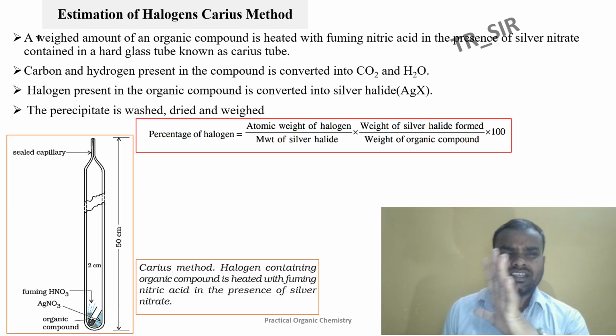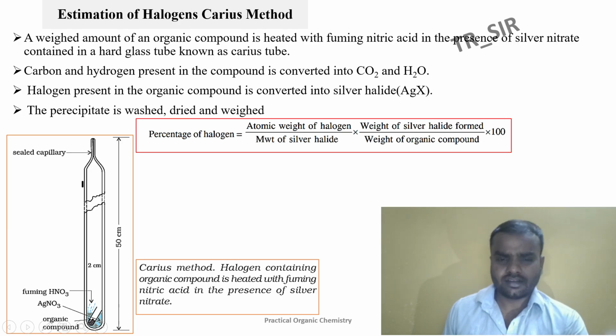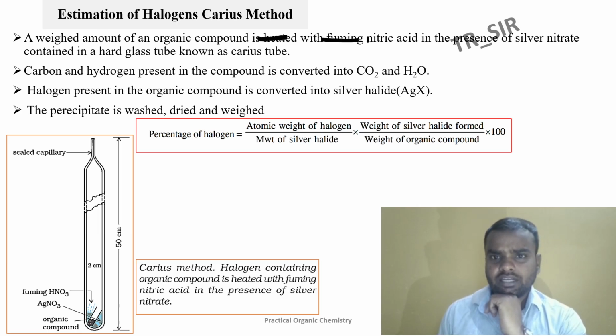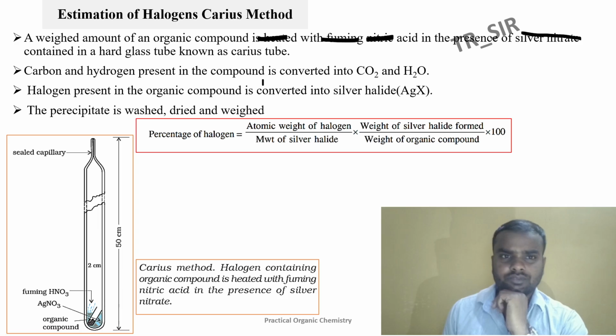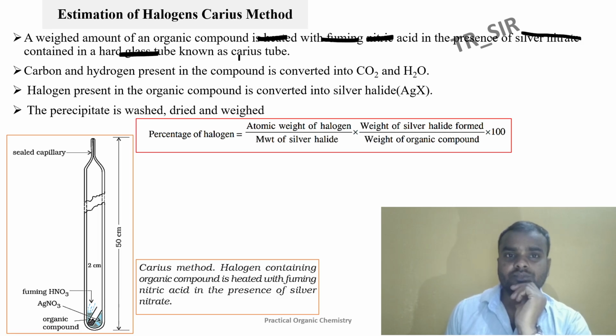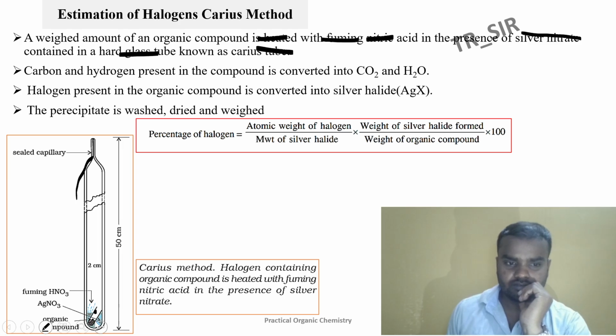So here, the experiment glass setup you have taken is called a Carius tube. A weighed amount of organic compound containing halogen is heated with fuming nitric acid in presence of silver nitrate contained in a hard glass tube, known as Carius tube. So this is the glass tube, right? Here the black one is the organic compound. That setup we are calling a Carius tube.